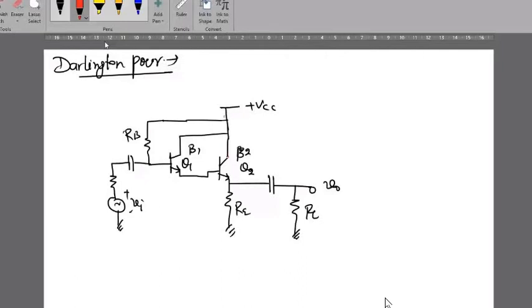Here we are collecting output at the emitter terminal and the collector is common, so this transistor is connected in common collector mode. The output of transistor Q1 is taken and applied at the input of the second transistor. We are collecting the output of Q1 at its emitter terminal, and also the output of Q2 at its emitter terminal, and the collectors are common. So this is called a CC-CC configuration.